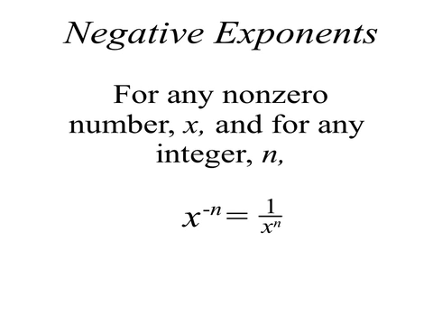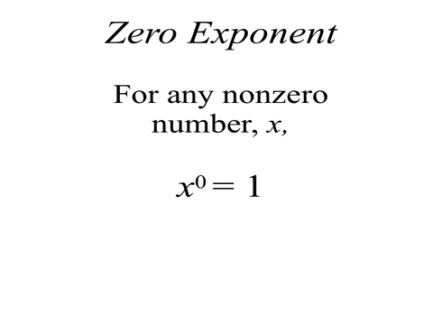In this lesson, we looked at negative exponents. For any non-zero number x and for any integer n, x to the opposite of n power is equal to 1 over x to the nth power. And the zero exponent, for any non-zero number x, x to the 0 power is equal to 1.